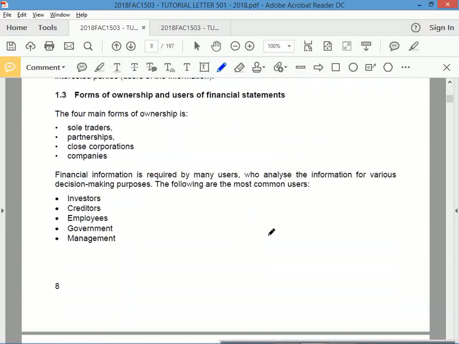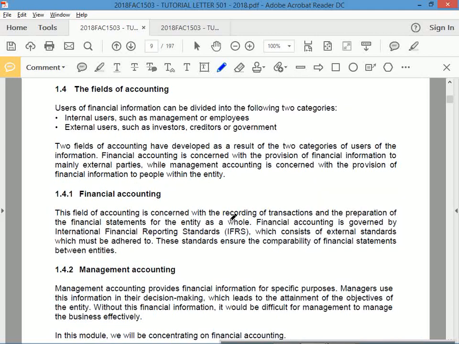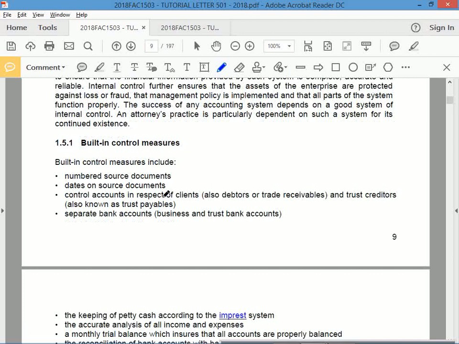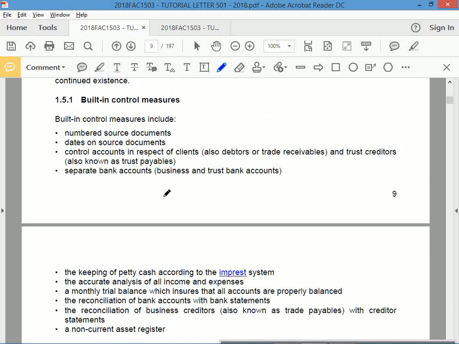Alright, so I'm not going to spend too much time reading stuff here, but I just want to show you some of the more important things. Okay, fields of accounting, management and financial, that's fine. The controls, there's a few things here I want to highlight because you'll probably see this later. Source documents, the bank account, the trial balance, the reconciliation. These are some words that cover different topics that come up later.